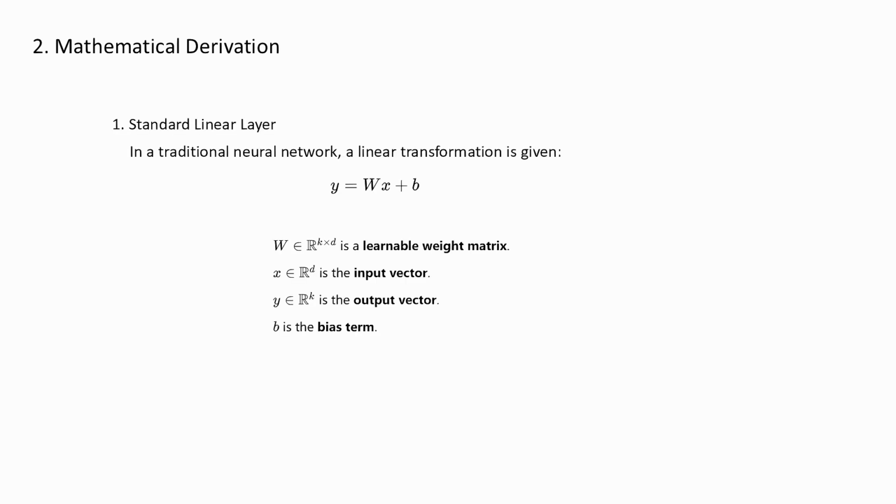Mathematical derivation. 1. Standard linear layer. In a traditional neural network, a linear transformation is given as follows. During fine-tuning, W is updated, requiring significant memory and computation.